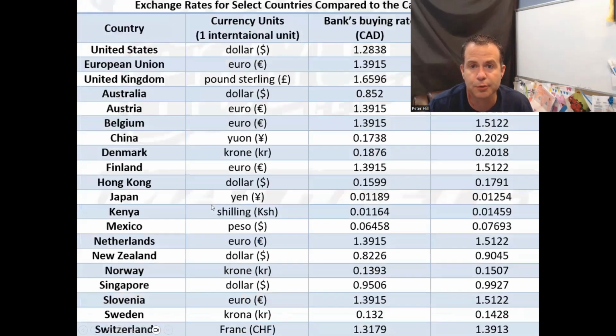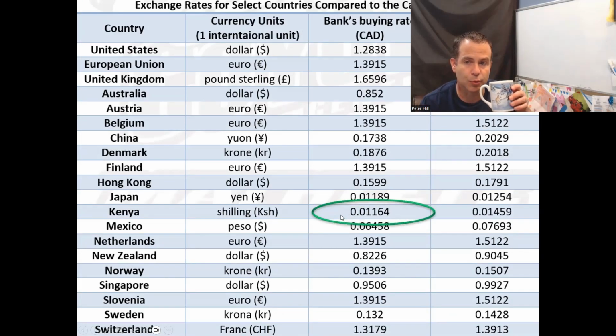So we head over to our exchange rate chart. We're looking for Kenyan shillings, and we can see Kenya's right here. There's the shillings, and we're looking for the buying rate. So it would be that number right there, the 0.01164.